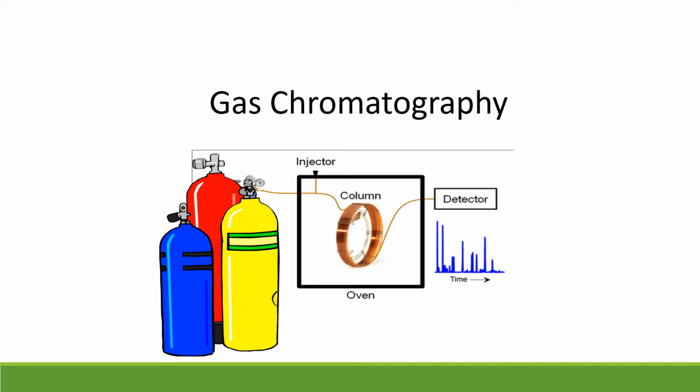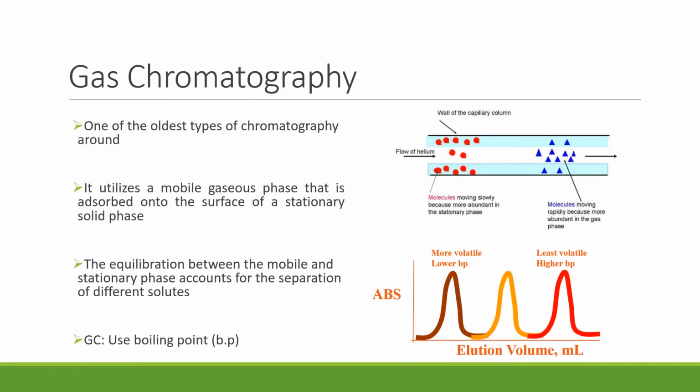All right, so now let's talk about gas chromatography. Gas chromatography utilizes a mobile gaseous phase that is absorbed onto the surface of a stationary solid phase. Mixtures are separated by taking advantage of the volatility of different compounds, or how easily those compounds will move from a liquid to a gas form. And depending on the boiling point of a compound, it will either have a high affinity for the mobile phase or a stationary solid phase.